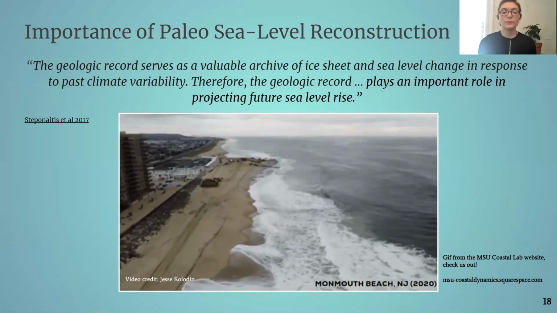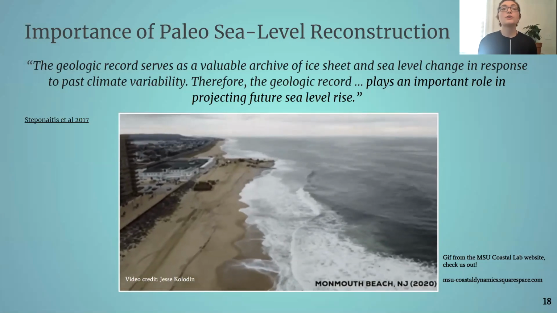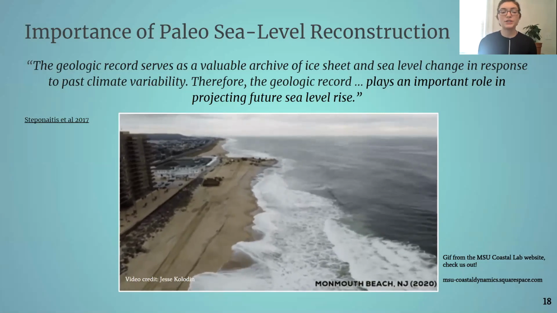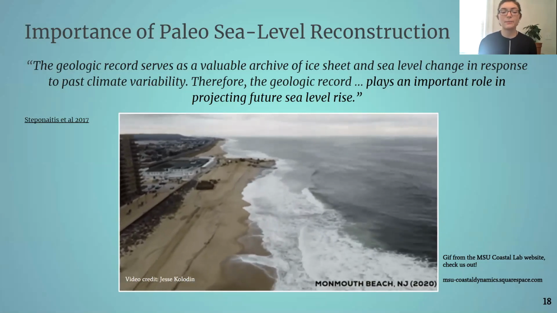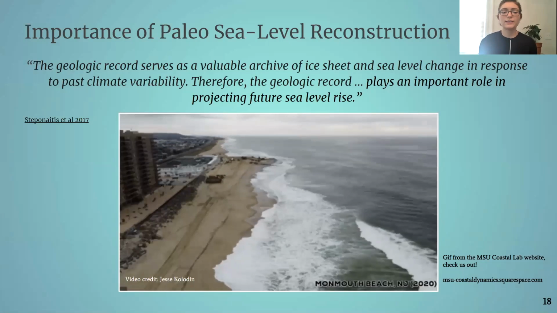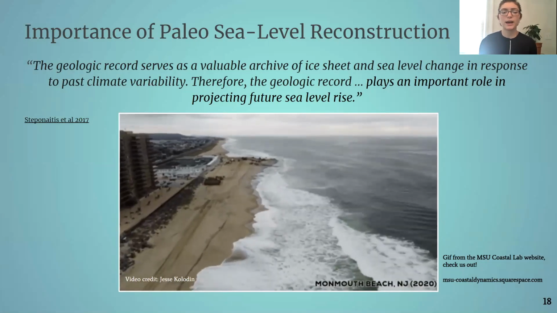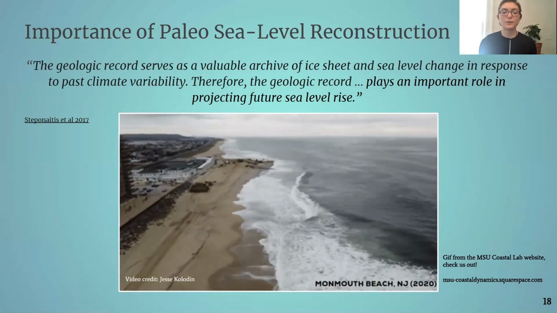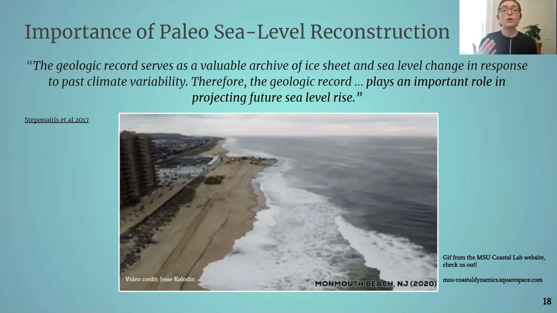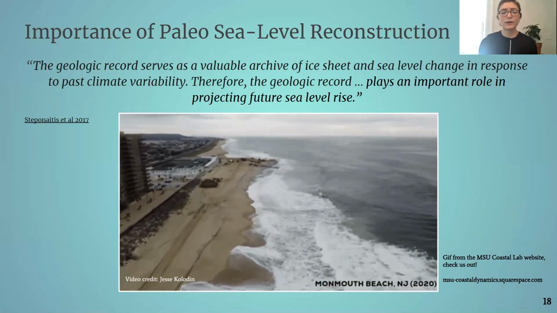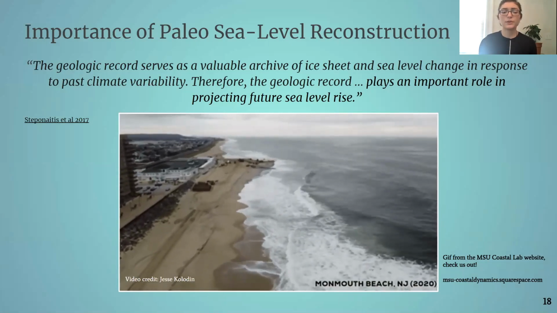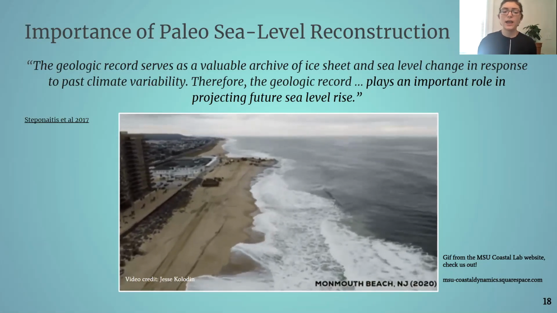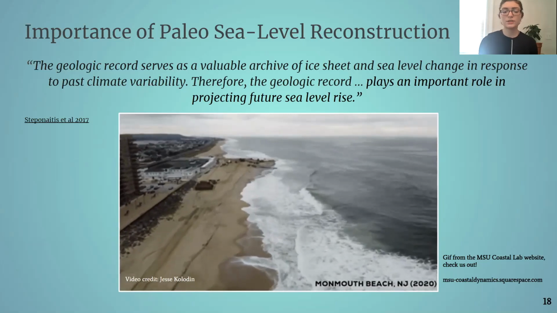I'm going to take this great quote from a conference on paleo sea level in 2016 directly from the experts. "The geologic record serves as a valuable archive of ice sheet and sea level change in response to past climate variability. Therefore, the geologic record is an important resource for assessing the relationship between ice sheets, sea level, and climate change, and plays an important role in projecting future sea level rise." So, the more accurately that we can understand the geologic record, the better that we can predict the future. The work I did is just a small piece in making sure that we can accurately understand that past record, and is a small step forward in understanding how things can change in the future.